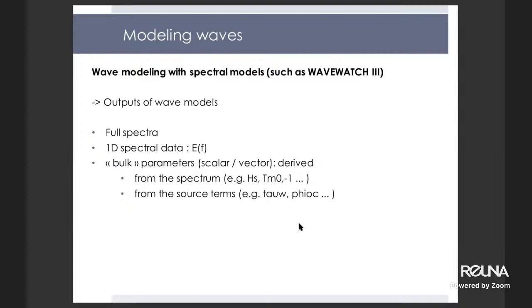The bulk parameters are usually output on the full grid, because it's only one value per grid point, so it's not very heavy. But spectral data are usually only output at dedicated points where you want to look at specific things, because they are much heavier data. For example, the full spectra have a dependence on time, x, y, frequency, and direction. So it's a big data set.